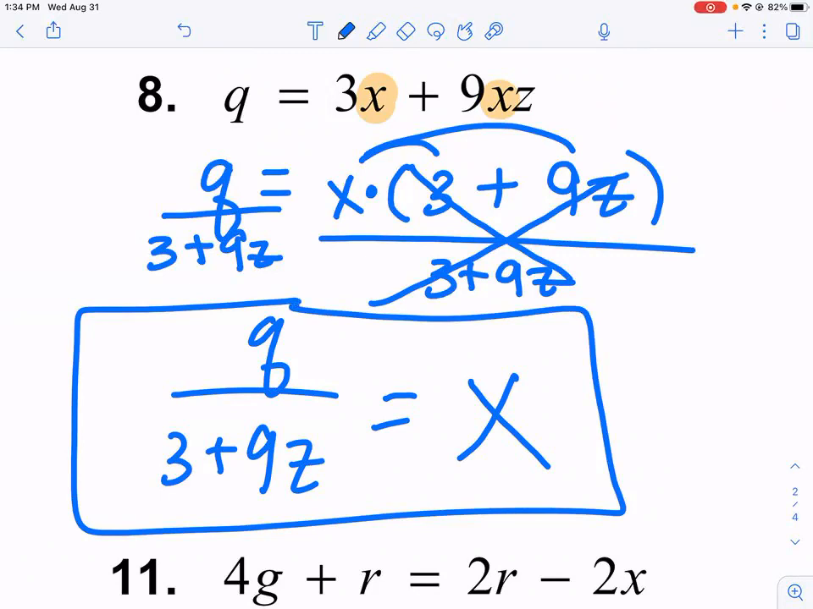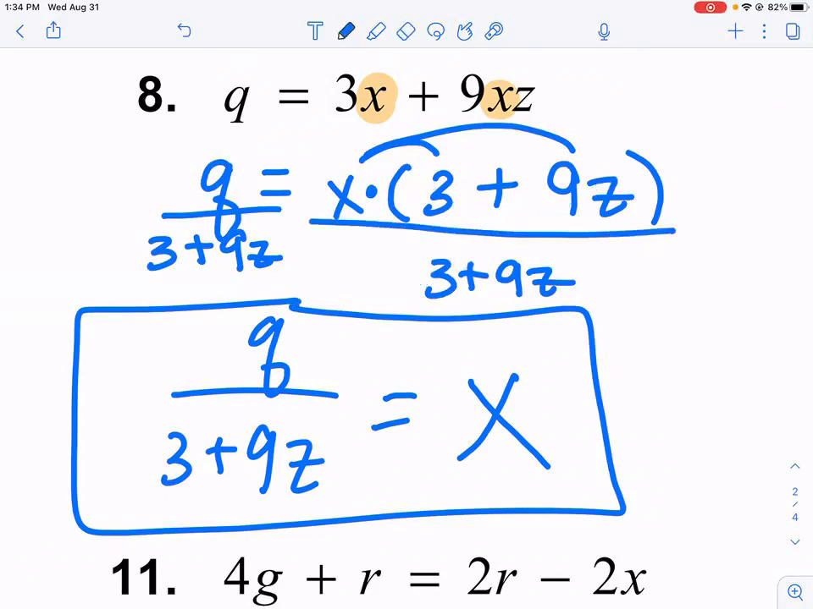So I undistributed the x. Are you good with that, Elliot? I undistributed, so I took this, and since there was an x in each of them, I wrote it out here and made it a distribution problem. So now this parentheses is being multiplied to x, so I divided both sides by it.